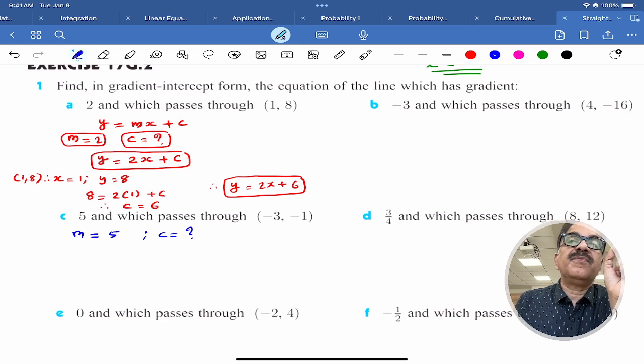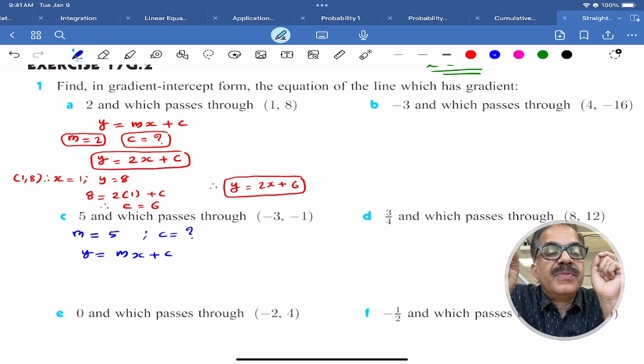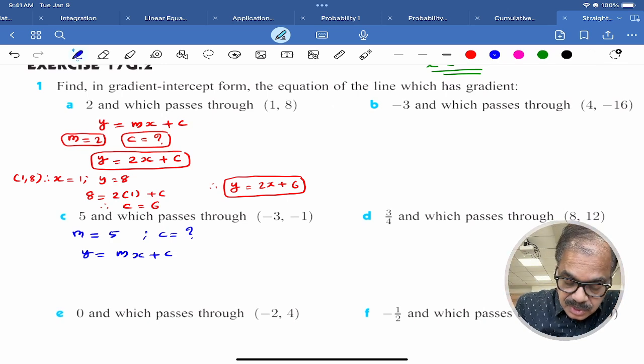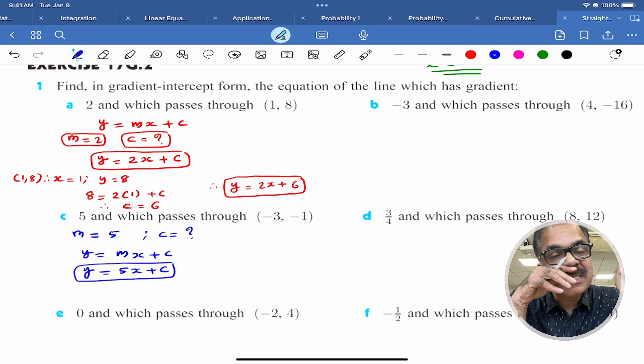So what's the equation of a line in the gradient intercept form? We know the format. It's y is equal to mx plus c. That is the format of the line. But m is 5. So that's going to be y is equal to 5x plus c. Of course, c is missing.